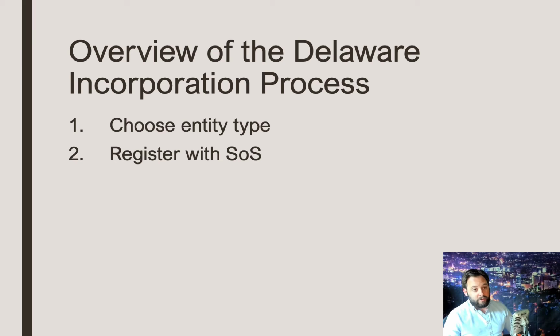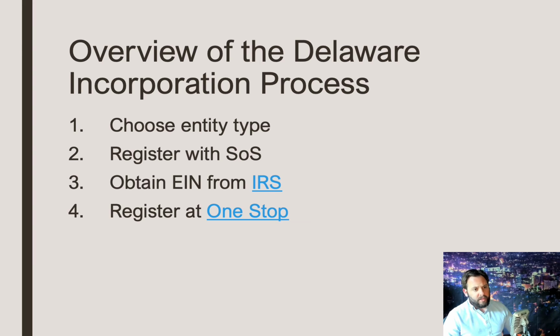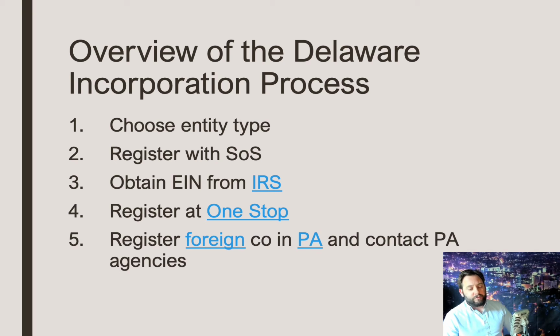You then simply register very basic paperwork with the Secretary of State. You obtain an employer identification number from the IRS. Delaware has a thing called One Stop where you can register for all your permits. Most states have something like this as well, where you go through a state regulatory permitting apparatus as well. And then if you are, for example, in Pennsylvania and you're registering in Delaware, you then have an additional step, which is going to cost you some money, of registering as a foreign corporation. So in this example, I'm in Pennsylvania, I'm registering a Delaware corporation. I'm going to have to pay to register in Pennsylvania as a foreign entity. There's a cost associated with that.